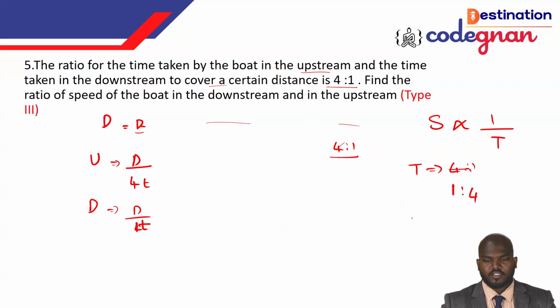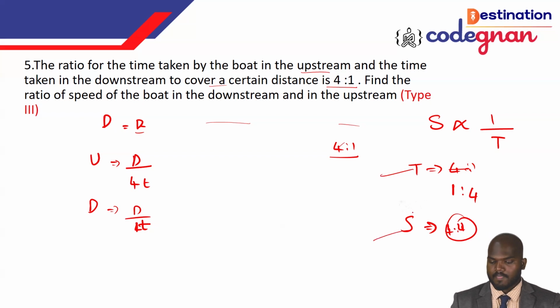For the same speed of the boat, if they ask for downstream and upstream in a ratio, you need to take it as 4:1. That is inverse. That's a very important point here. You got it? Clear, guys? Going to the next question.